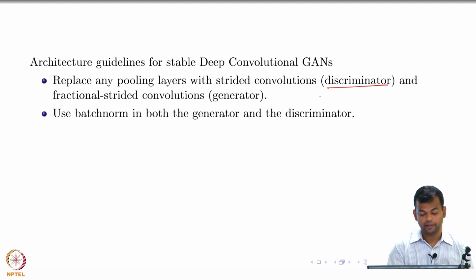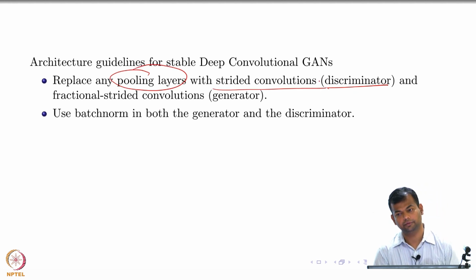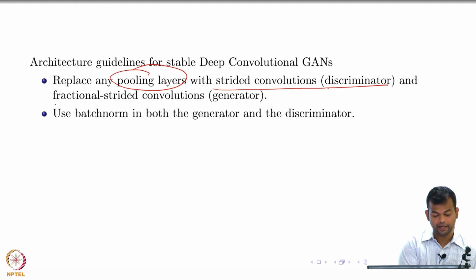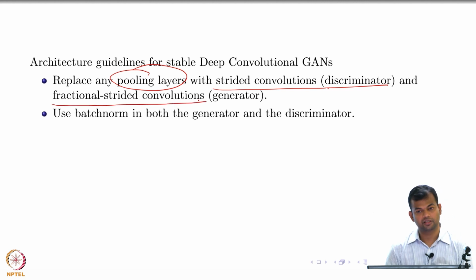For the discriminator, you do not use any pooling layers and instead use strided convolutions. What does that mean? What does a pooling layer do? Compression. What does striding do? Again compression, because when you apply strides, you're not going over every pixel, so you're going to get a smaller output. So instead of max pooling, you do strided convolution. And for the generator, use fractional strided convolutions. What does that mean? That's the transpose convolution operation that we just spoke about. For the generator, you will have to use this transpose convolution operation.